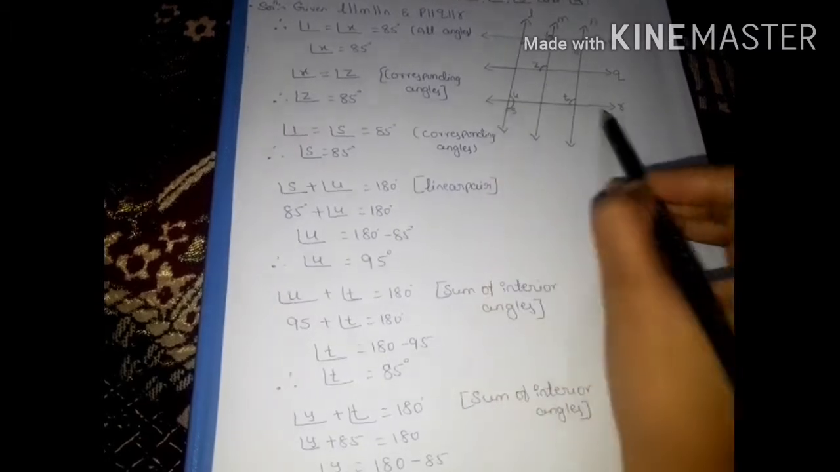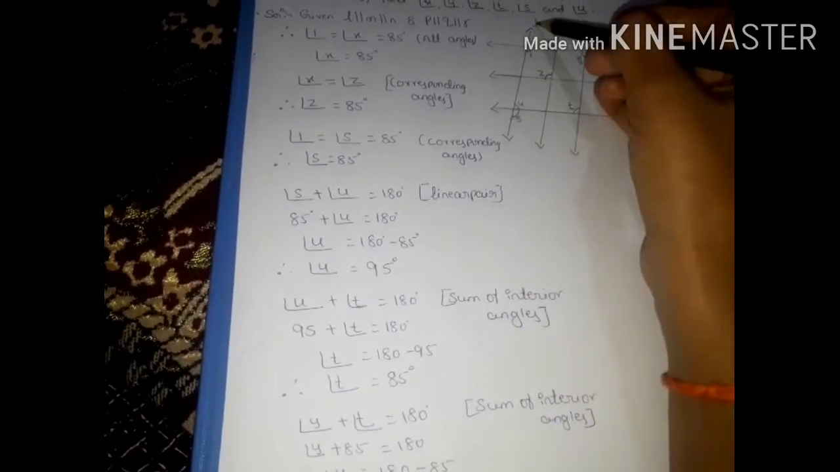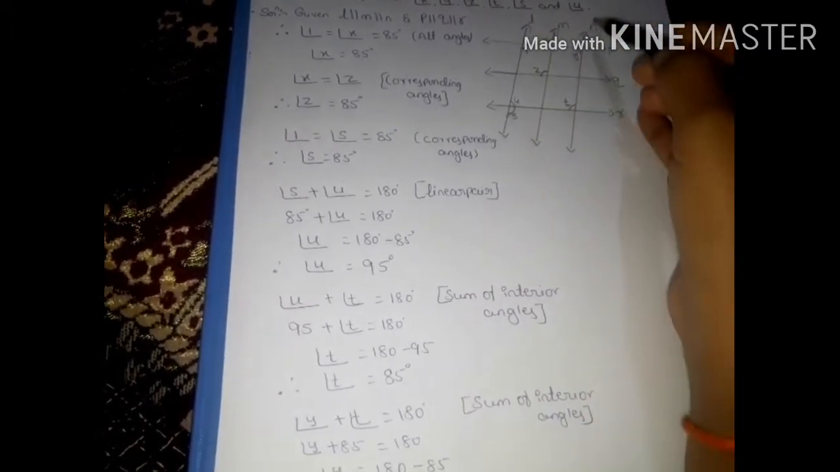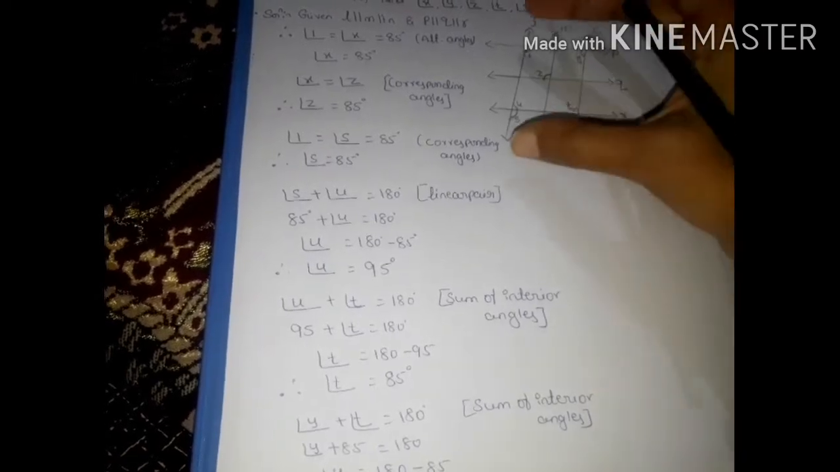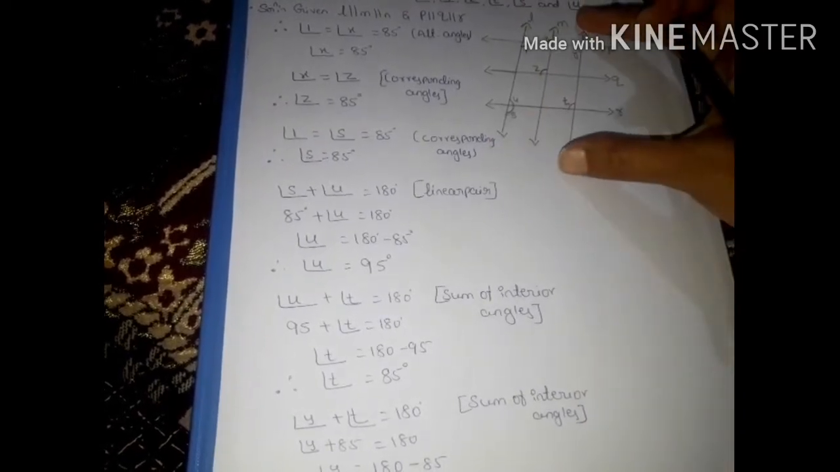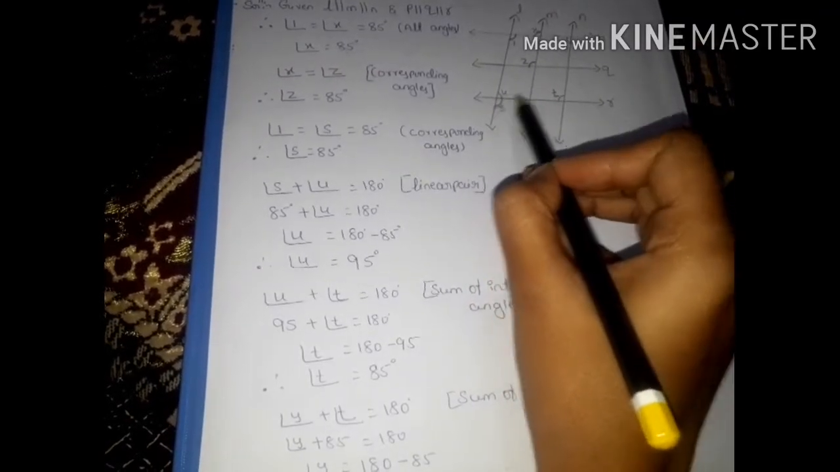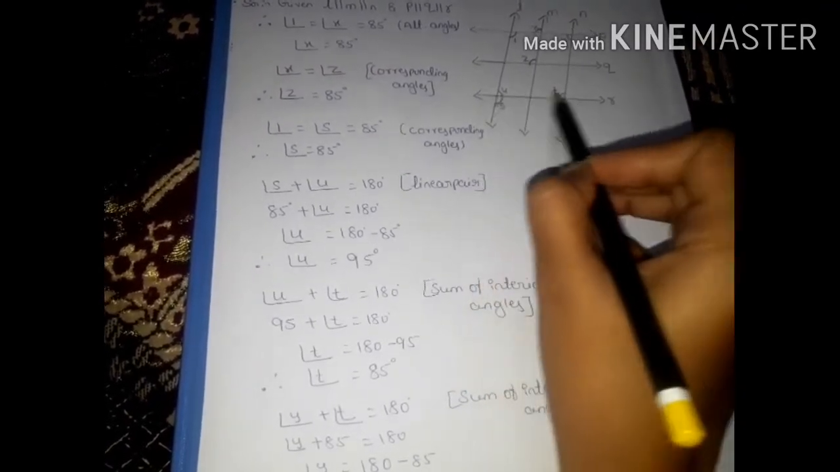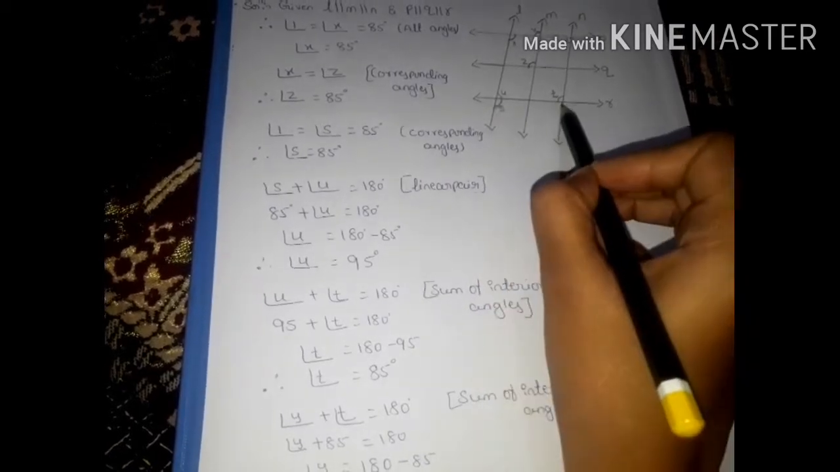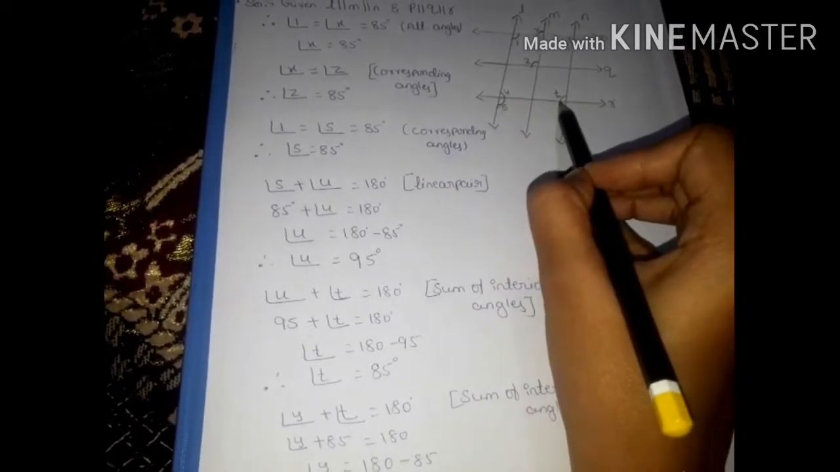Here R acts as a transversal, and line L and line N are parallel to each other. Consider line L, line N, and R as the transversal. Then these two are on the same side of the transversal, so the sum of the interior angles equals 180 degrees.